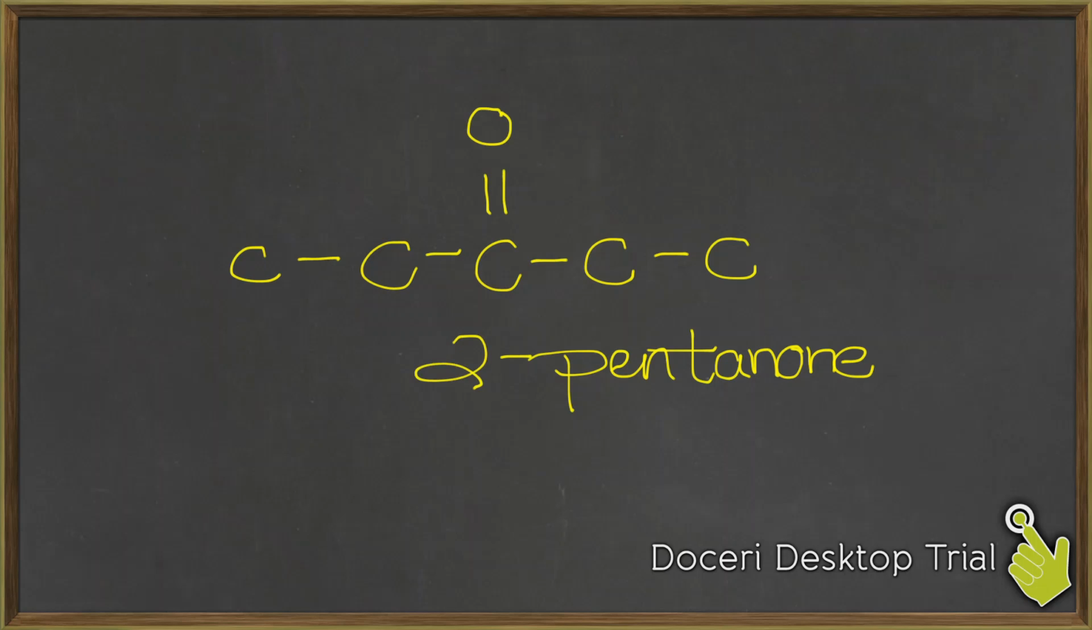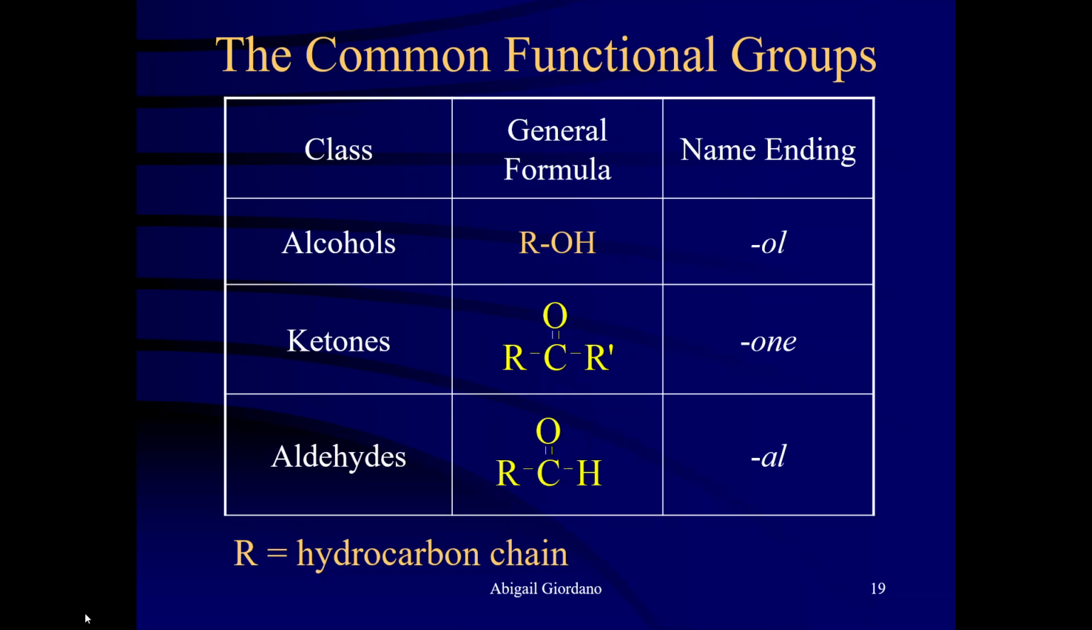Would the name change if I move it there? Yes, it would. That would now be not 2-pentanone, but 3-pentanone. Okay, well, what if I put it there? Well, now we're back to 2-pentanone. Okay, so ketones, sometimes you need to indicate where that C double bond to O is, and sometimes you don't. It basically depends on if you were to move it to a new location, would that change the name, yes or no?